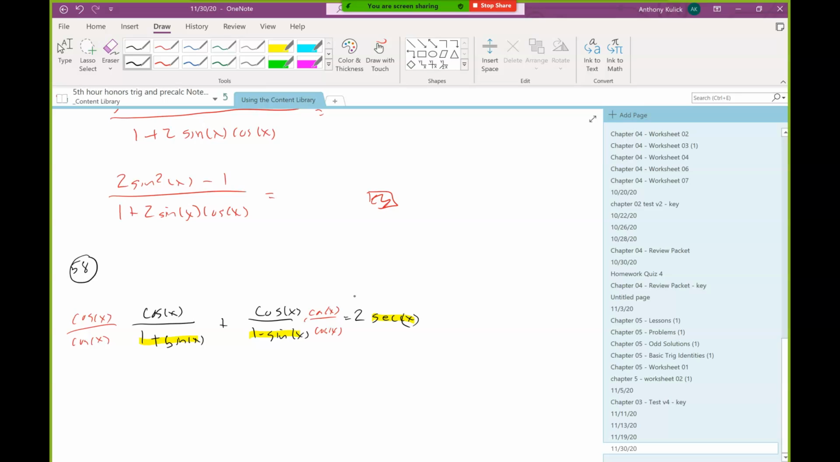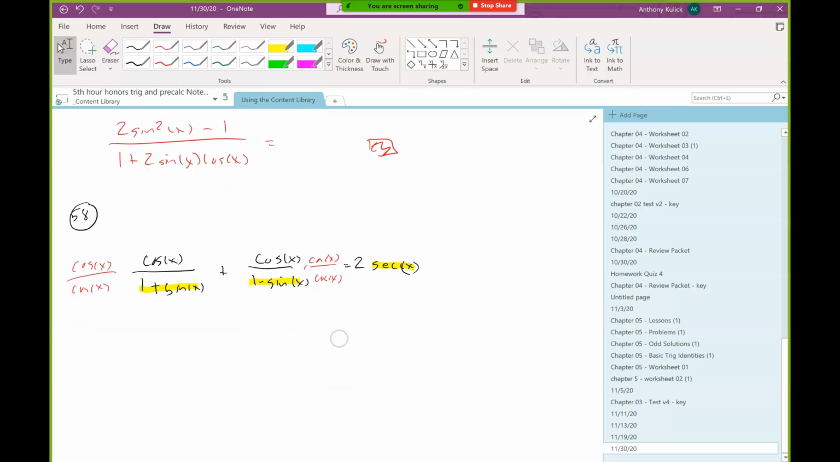Alternatively, you could say that 1 plus sine looks like almost one of those modified Pythagoreans. So you could multiply the top and bottom by 1 minus sine x, and that'll FOIL out to be a 1 minus sine squared in the denominator. And similarly, for the other fraction, you could multiply the top and bottom by 1 plus sine x to get the same thing, and then turn those into cosine squareds. Either is fine. I think this way is going to be a little bit neater for us, so I'm going to go this way.